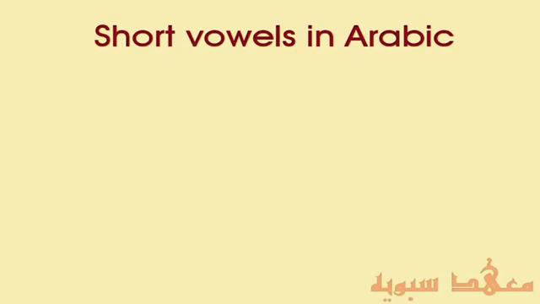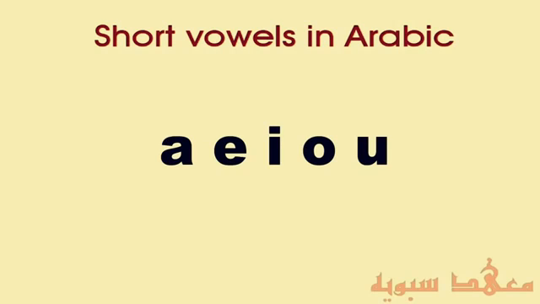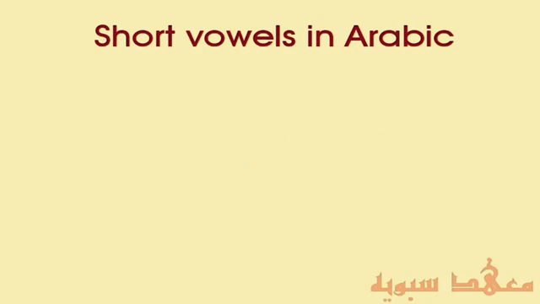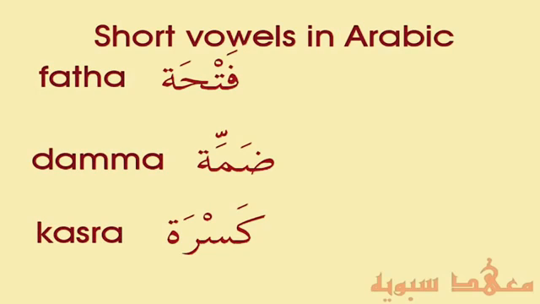In this video, I'm going to be explaining short vowels in the Arabic language. Unlike English, where we have 5 vowels, A, E, I, O, U, in Arabic we only have 3, and they are what is known as fatha, dhamma, and kasra.